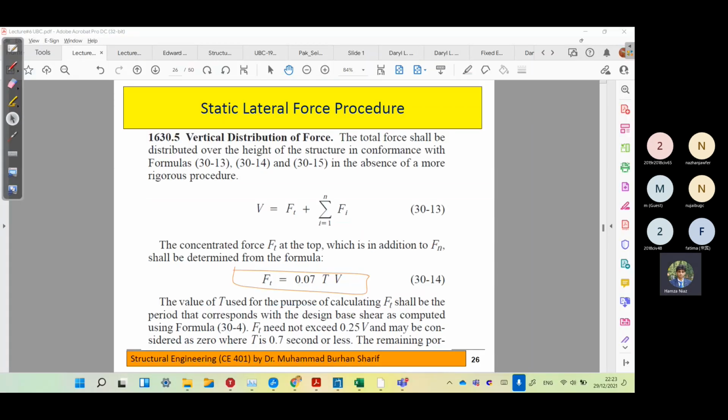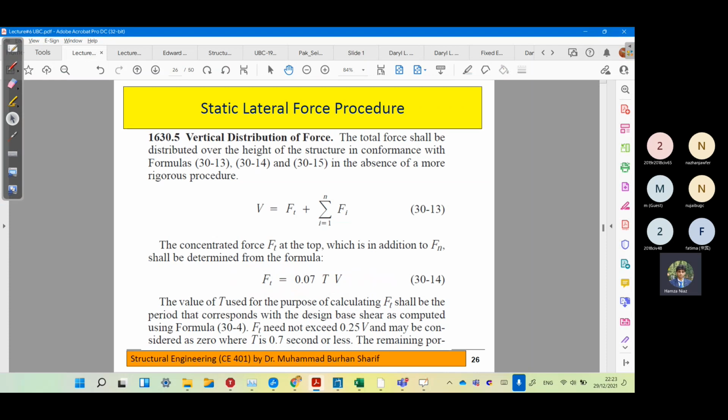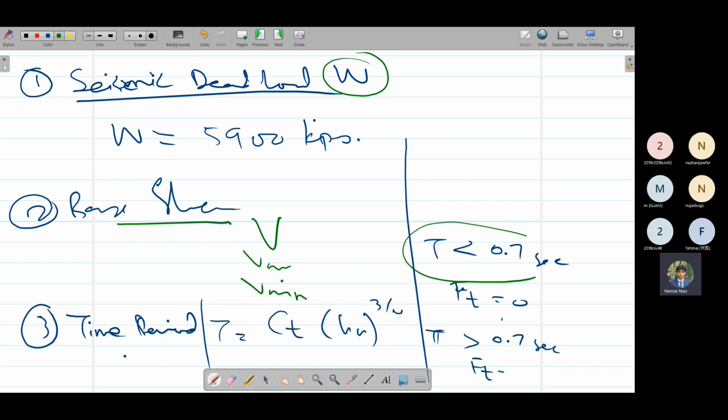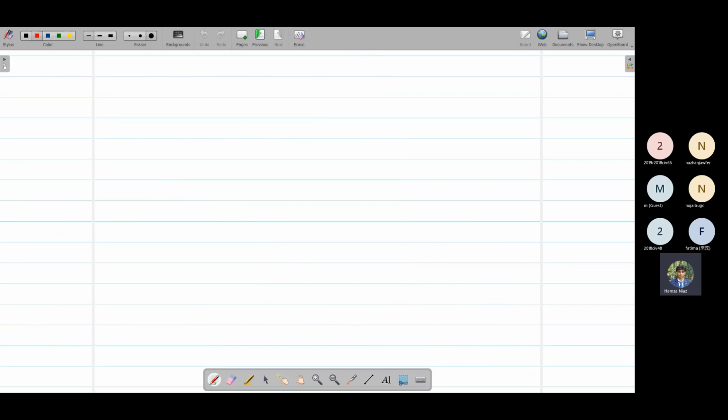So this is just a formula. We have to use this formula. Ft is 0.07 TV. So we have to calculate this Ft like this. After this calculation, we have to calculate the seismic base shear, V. We calculate V max and V minimum, and time period. And if time period is less than 0.7, fine. If it is greater, then we have to calculate Ft also. After this calculation, we have to draw a table. We first write story. Story, suppose 3, 2, 1, and we have to write its height hx.